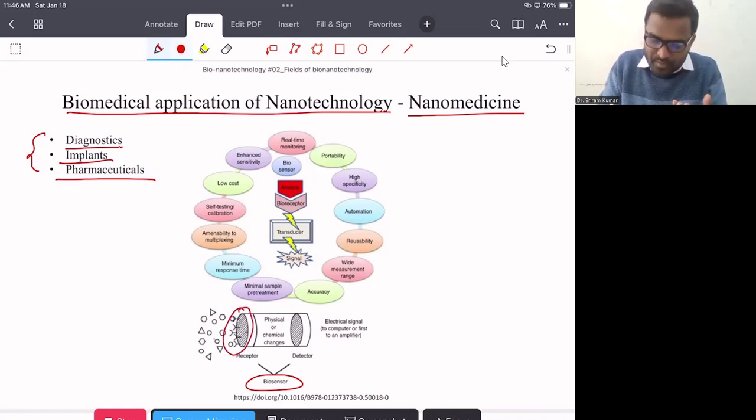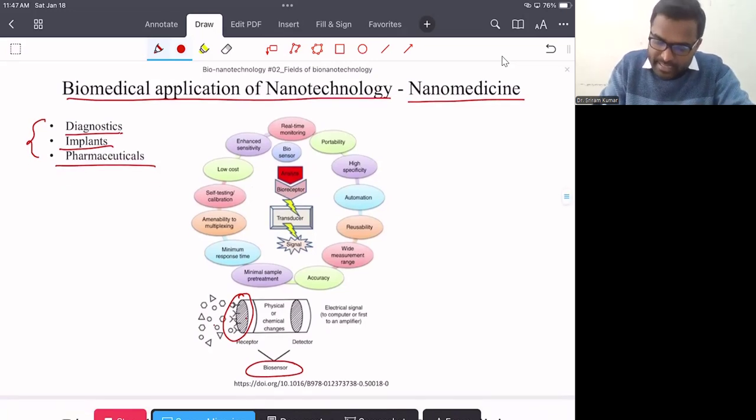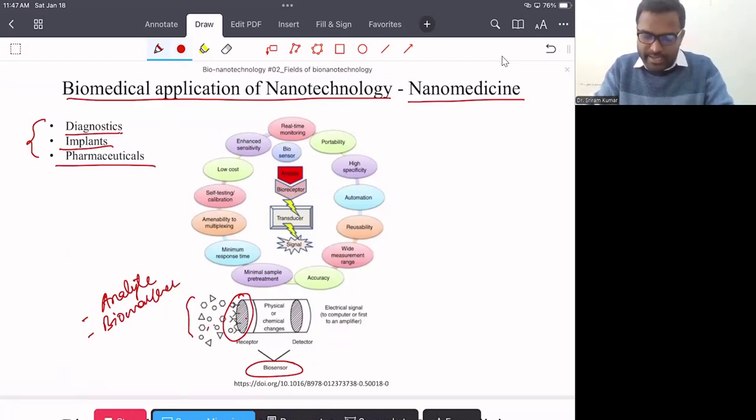biological sample. So this may be the analyte, or maybe it is better to write it as the biomarker. So these materials may be the analyte or the biomarker. Here we have a sensor, and that sensor selectively combines with that biomarker or analyte.